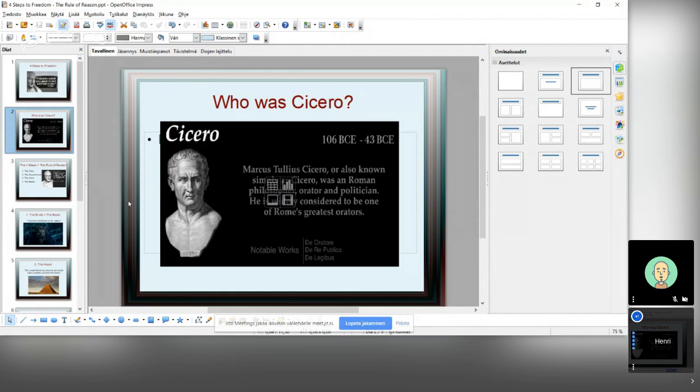So Marcus Tullius Cicero, also known as Cicero, was a Roman philosopher, orator, and politician. He was also a businessman and a lawyer. He's one of the greatest Roman orators, and he has a couple of notable works where you could check out what he has been doing and thinking about. Something about Cicero also is that he came from an average family, so he was not rich, and he was considered to be some kind of a threat.